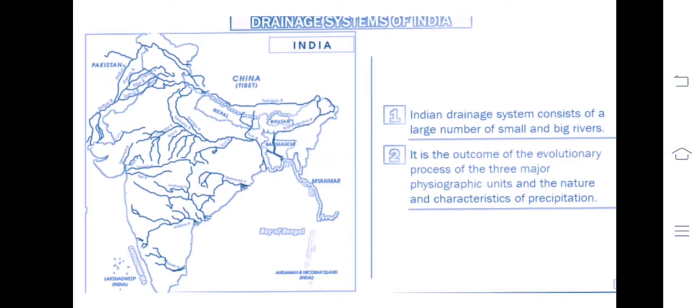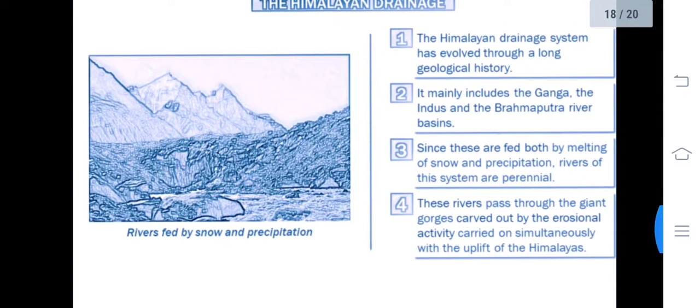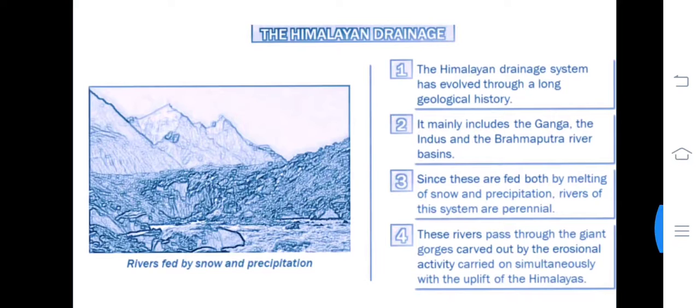What are the three physiographic units, Komal? Himalaya, plains, plateau. And the nature and characteristics of precipitation: monsoon, convectional rainfall system. Yes. Himalayan drainage system. First we will see the Himalayan drainage system. Actually, we are starting the class from now.